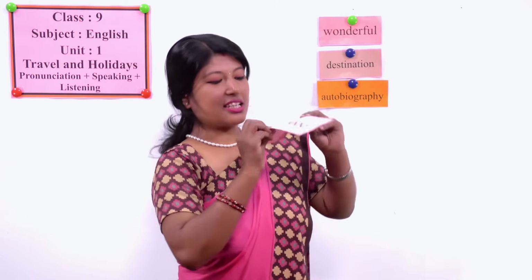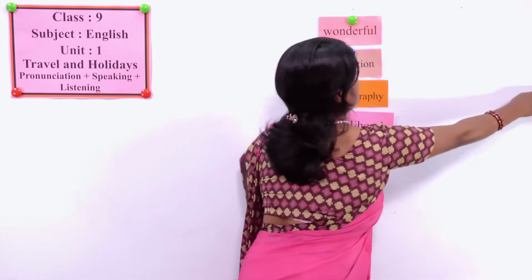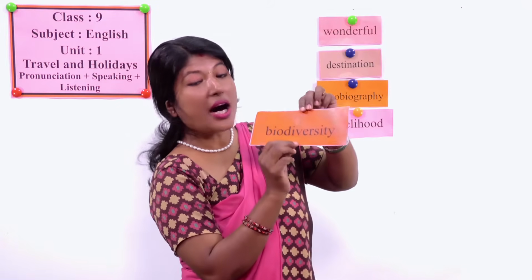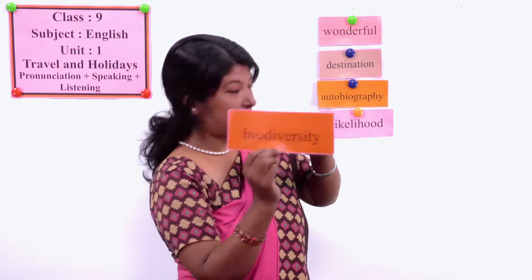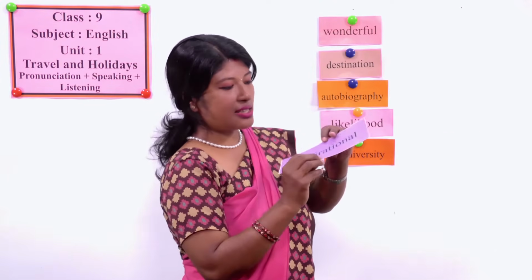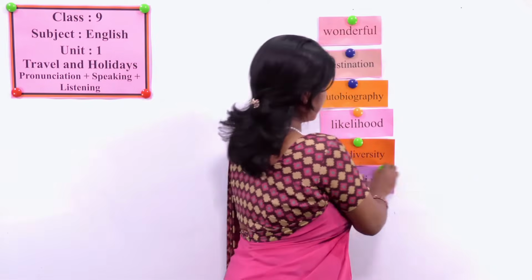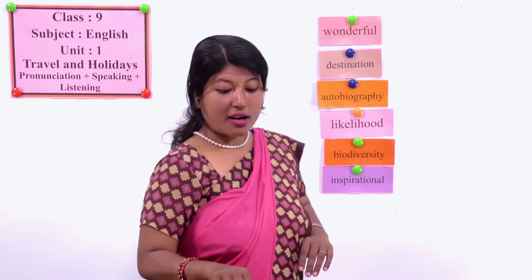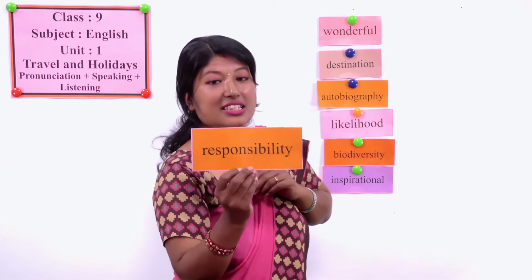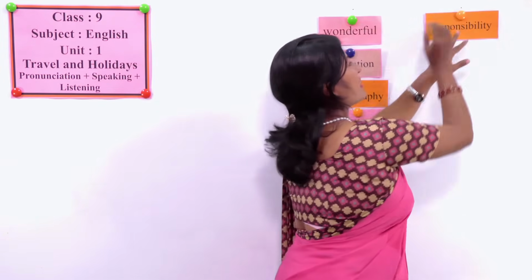Fourth word is likelihood. Likelihood also goes over here. Then next word is biodiversity. Biodiversity goes over here. Okay. Then next word is inspirational. Inspirational. So we have completed 6 words. Now some more. What is this? Yes, responsibility. Responsibility goes over here.